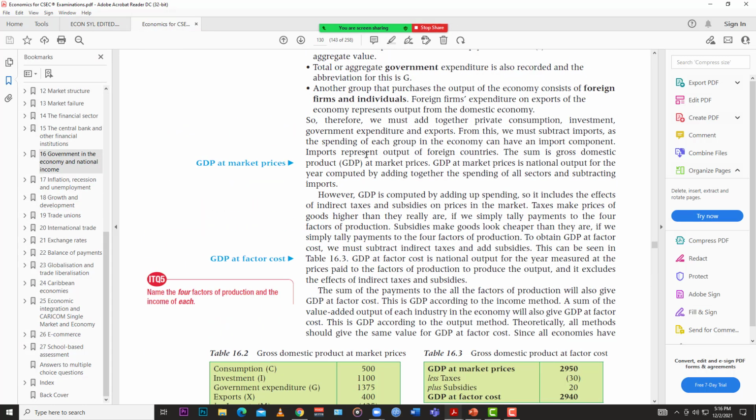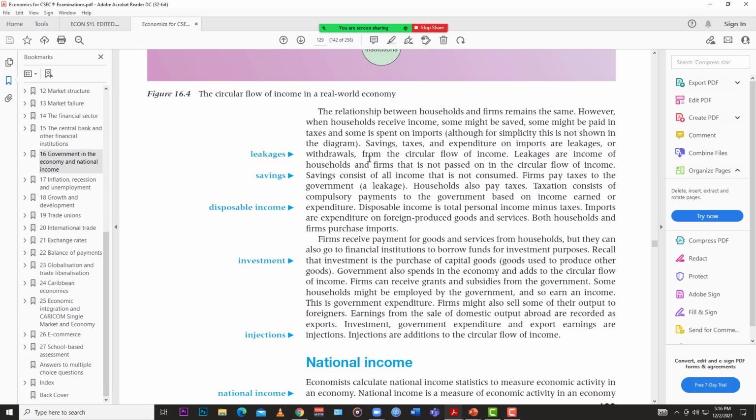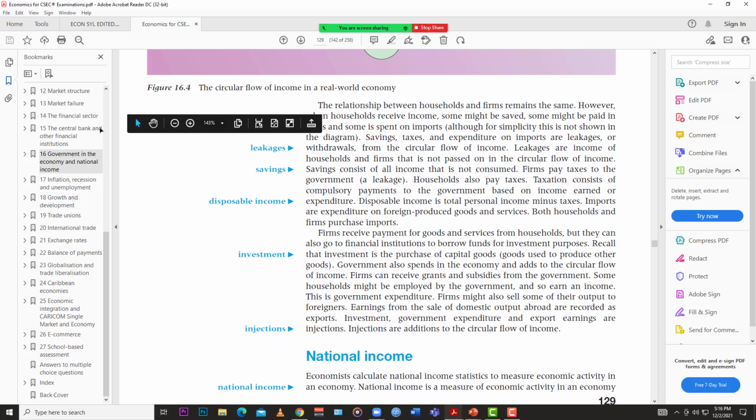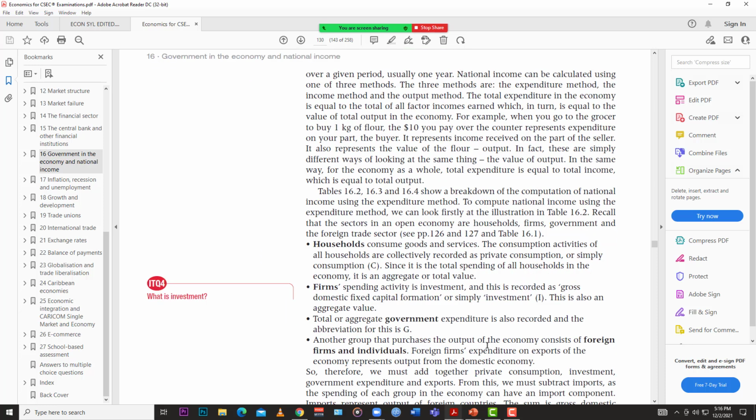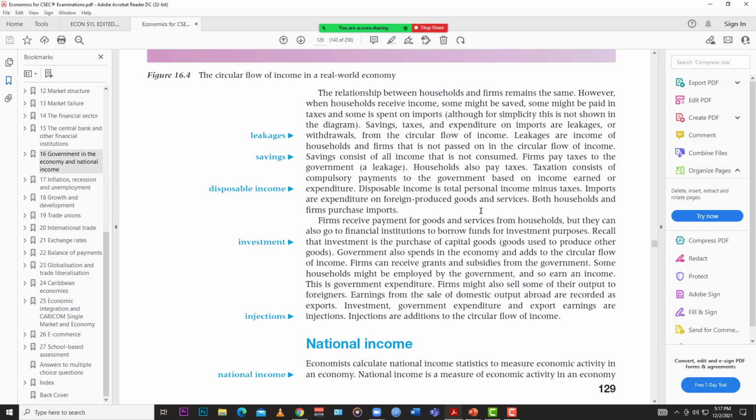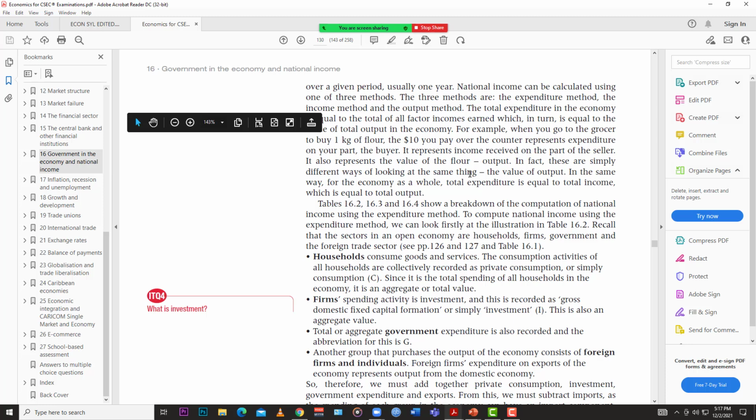So, right here in our textbook, we're going to start looking at national income. So, economists calculate national income statistics to measure the economic activity in an economy. So national income is a measure of economic activity in an economy over a given period of time, usually 1 year. So it's a measure or calculation of economic activity in an economy over a period of time, usually 1 year.